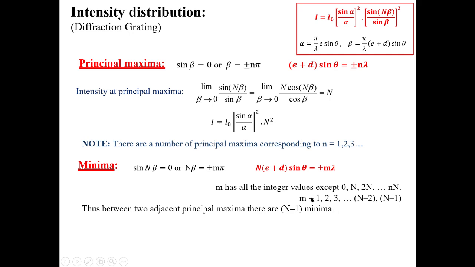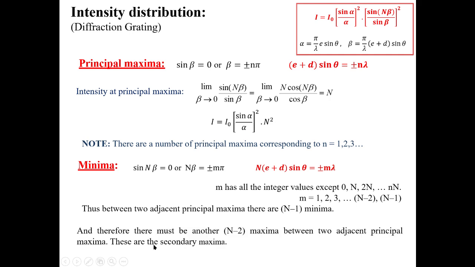So there is one maxima at m equal to 0 and there is another maxima at m equal to capital N, and between these two values there are capital N minus 1 values for m. Therefore it can be said that between two adjacent principal maxima there are capital N minus 1 minima. So it can be said that there are capital N minus 2 secondary maxima between two adjacent principal maxima.